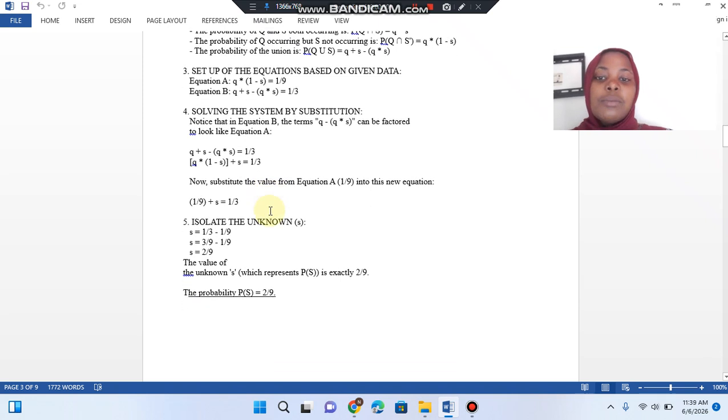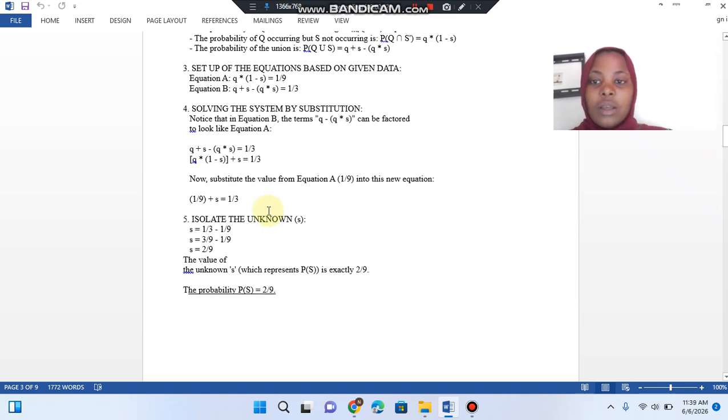Then when we use the substitution method, we get S to be 2 out of 9. At the end, the value of the unknown, which represents the probability of S, is exactly 2 out of 9. So our probability of S is equal to 2 out of 9.